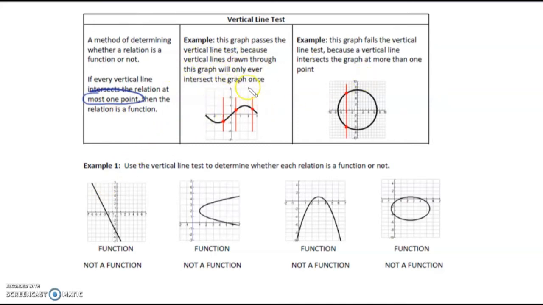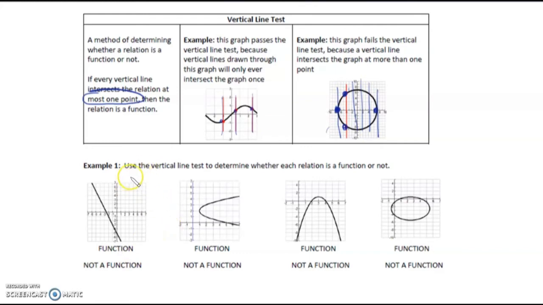Okay, here are two examples. The first example here, this graph passes the vertical line test because when we draw vertical lines anywhere through this graph, it at most hits the graph one time, or intersects it one time. The second one, which is a circle, fails the vertical line test because a vertical line intersects the graph at more than one point. At some points, like for example here, it may pass the vertical line test, but we need to check the vertical line test holds for every single vertical line on that graph. And in this case, it fails because it passes through twice.